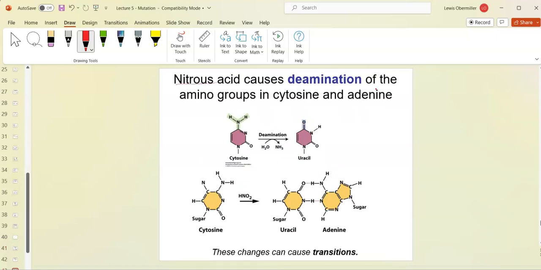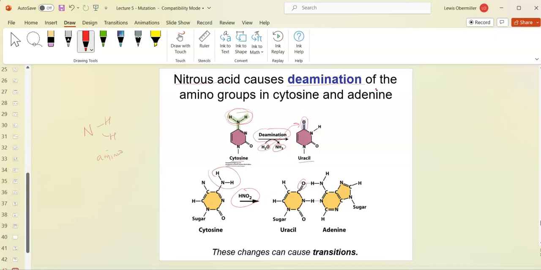Okay, nitrous acid causes deamination of the amino groups in cytosine and adenine. So this is an amino group. If you don't remember this, you can go back and look at functional groups. And so deamination, right, taking the amino group off it, leaves the ketone form of the molecule, which is uracil, right? Remember, cytosine is chemically similar to uracil. It just has this group, and then we have water. This is where the oxygen comes from. So that converts cytosine into uracil, and that's shown here.